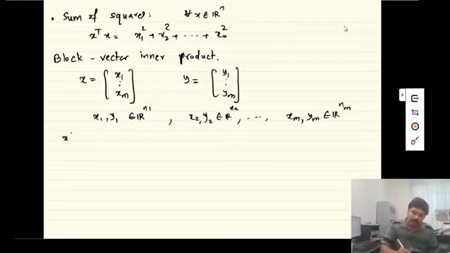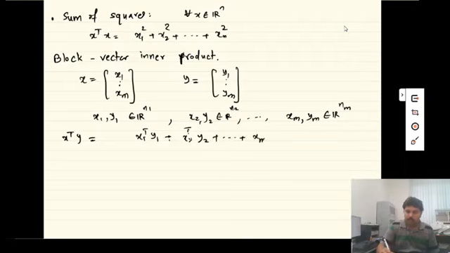Then x transpose y, the inner product between these two vectors, will actually be x1 transpose y1 plus x2 transpose y2 plus so on and so forth, xm transpose ym. So that's how you define the inner product of the block vectors. This is something really useful.